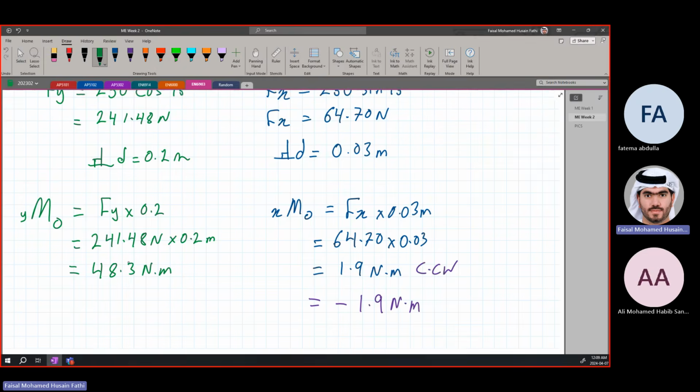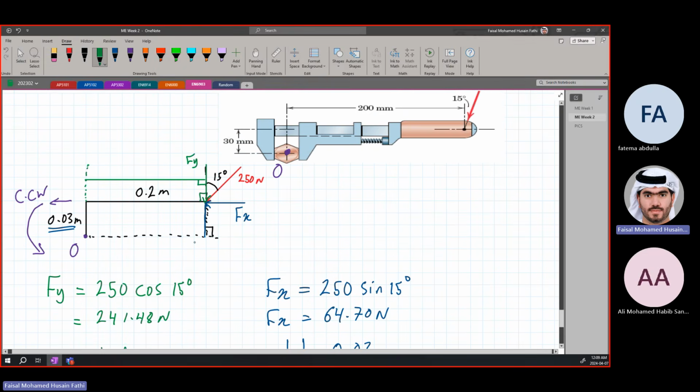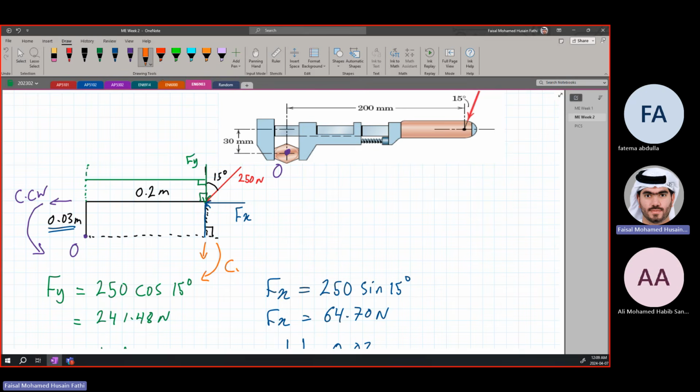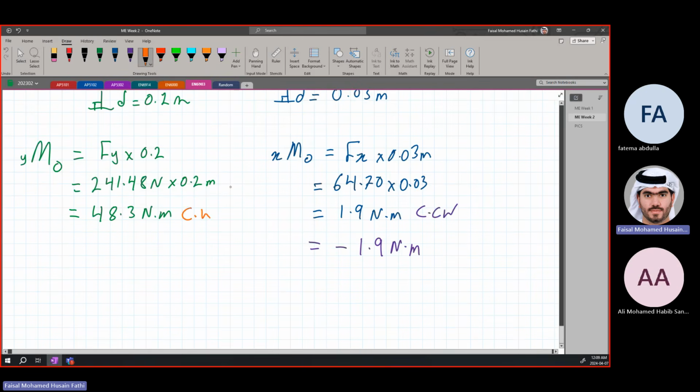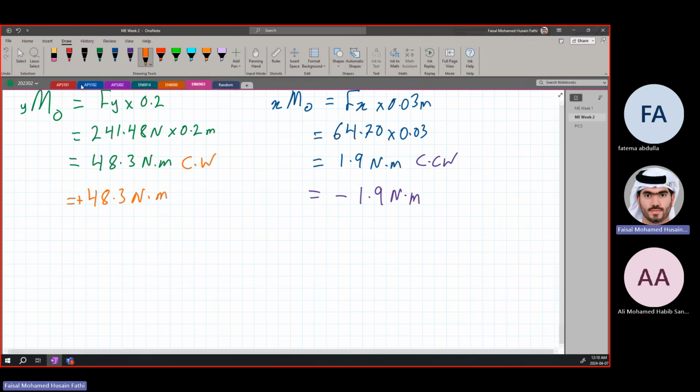In the green part, we're going to look at Fy. Fy is going in this direction, so it's causing a moment like that, on the beam. So this is a clockwise moment, or in other words, plus 48.3 Newton meters. It's positive. So for the total moment, we're just going to find the sum.